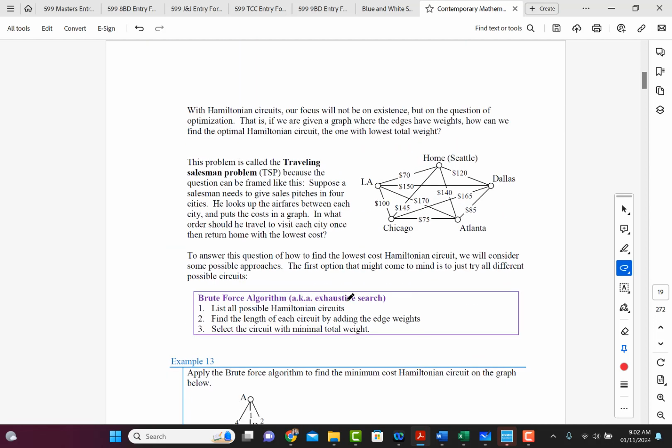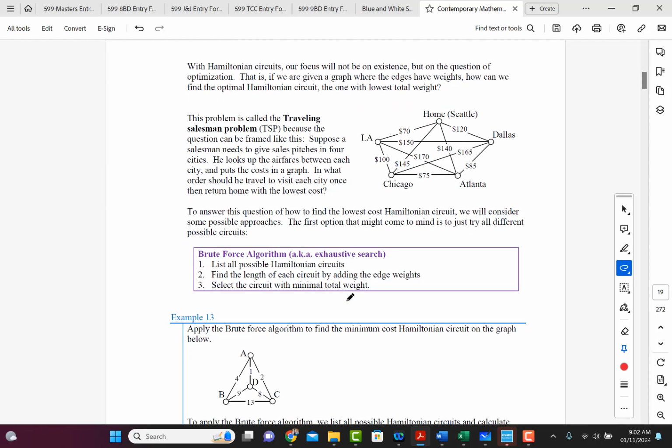With Hamiltonian circuits, our focus will not be on existence, but on the question of optimization. That is, if we are given a graph where the edges have weights, how can we find the optimal Hamiltonian circuit, the one with the lowest total weight? This problem is called the traveling salesman problem, or what we call TSP, because the question can be framed like this.